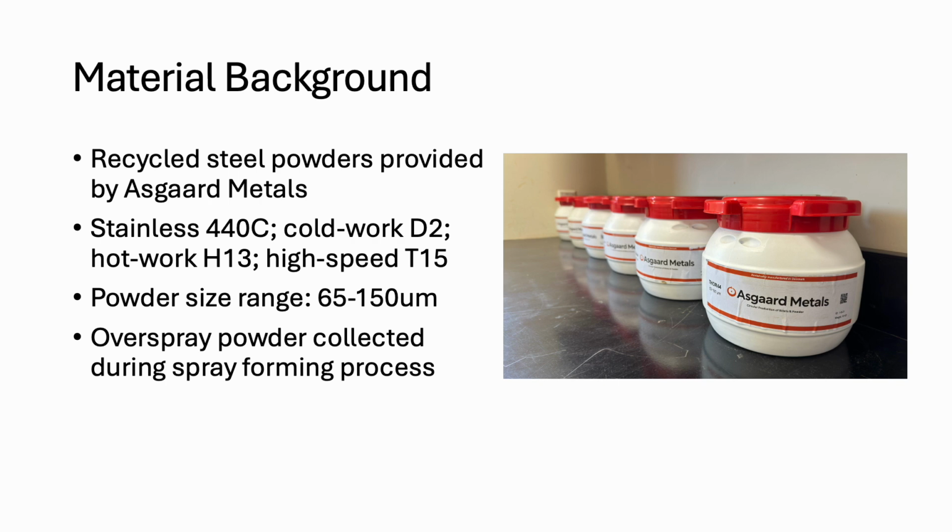Besides the XRD experiment from the literature review, we also did XRD experiments on our own steel samples we have on site. The material we're using is the recycled steel powders provided by Asgard Metal. They are the only spray forming facility around the world. We did experiments on different kinds of steels: stainless steel 440C, cold work D2, hot work H13, and high-speed T15. Basically, all of these steels besides H13 are high carbon steel, and the powder size for all of these materials ranges from 65 micron to 150 micron. And all of these powders are overspray powders collected during the spray forming process.